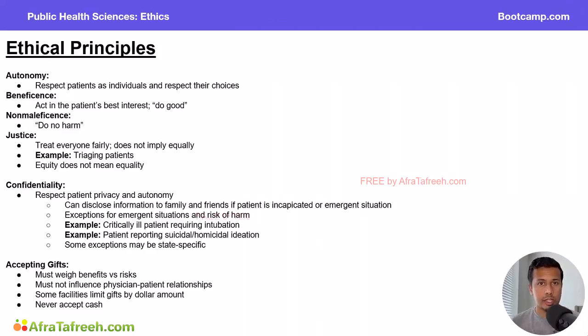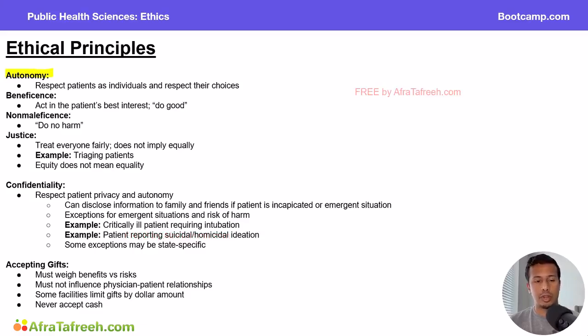So the first thing that we're going to discuss is going to be ethical principles. These are the things that you need to know that you have to have in your mind before you even start talking to patients. So let's go through a couple of them. The first one is going to be autonomy. Autonomy is respecting patients as individuals and respecting their choices and the right to make their own choices. Autonomy is basically creating conditions for patients to make their own choices, which is absolutely what we want to be doing when we're in the hospital.